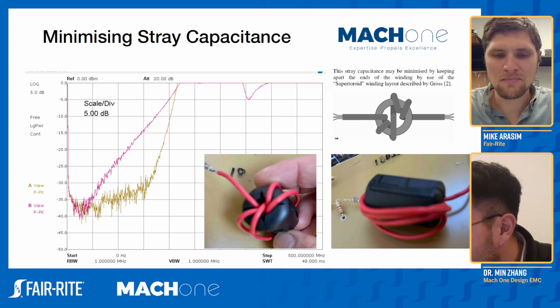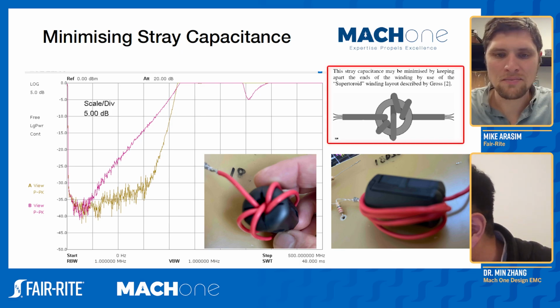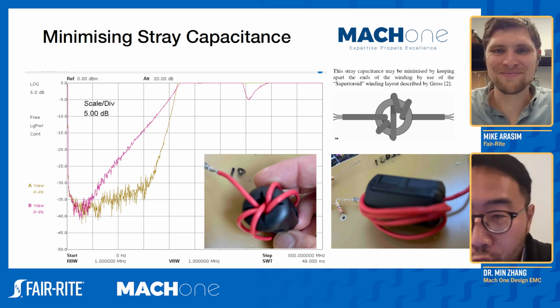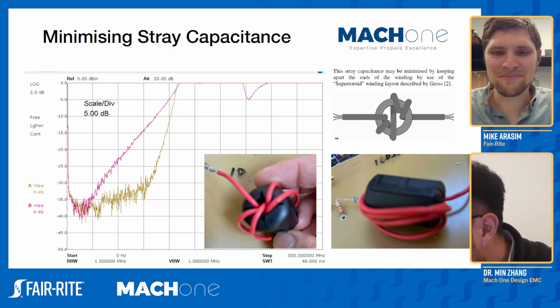Another way of doing this, as I show here, is from a paper back in 1980 or 1976. It's a very old paper, and the author introduced this supertoroid winding technique. As you can see here, again, this is about a 5-turn configuration, and this actually can give you a better performance in the higher frequency range, as we demonstrate here.